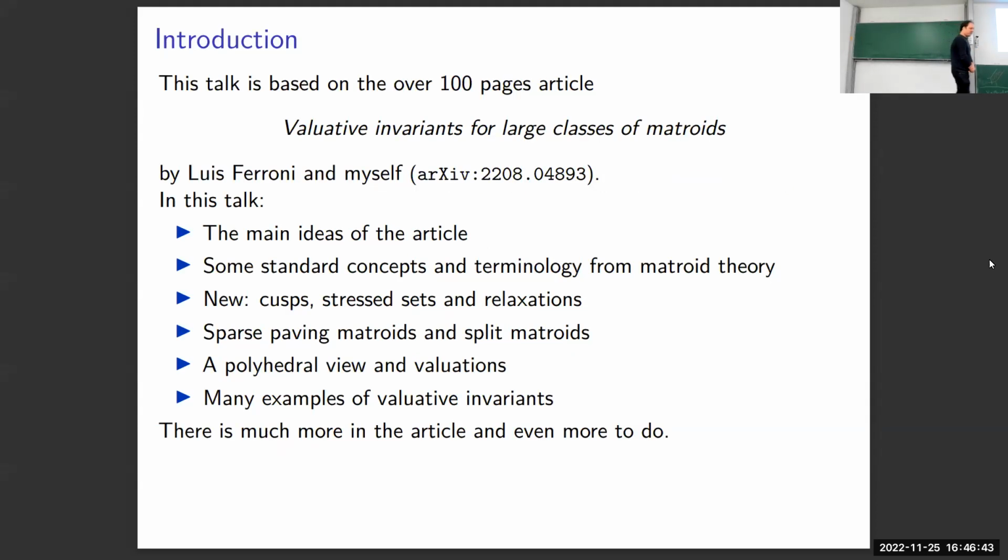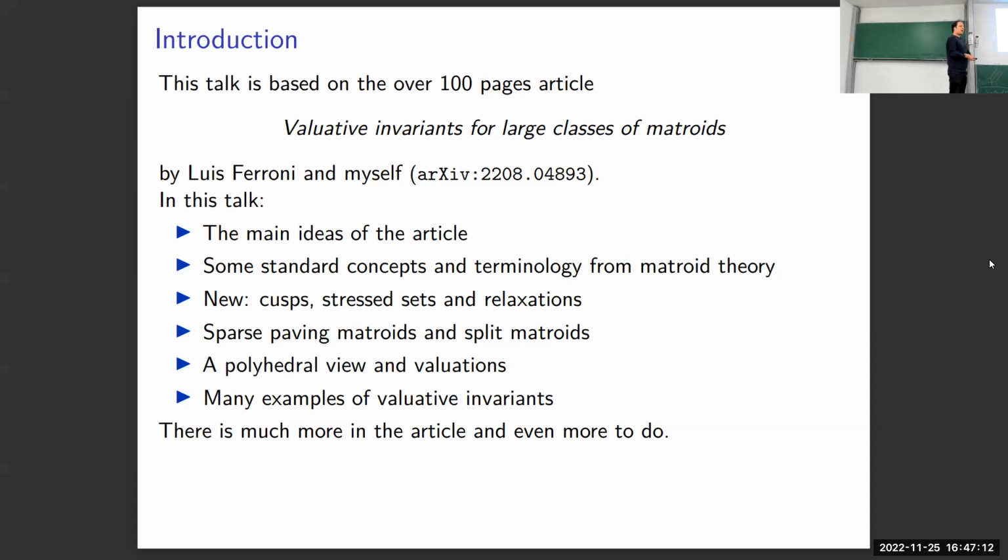So I will talk about this longest paper I've ever written. It's over 100 pages long. So therefore I cannot cover all details, but I will try to tell you the main ideas, the combinatorial concepts you need, the new language or the new things we introduced in the paper, and then hopefully I have enough time to give you as many examples as possible.